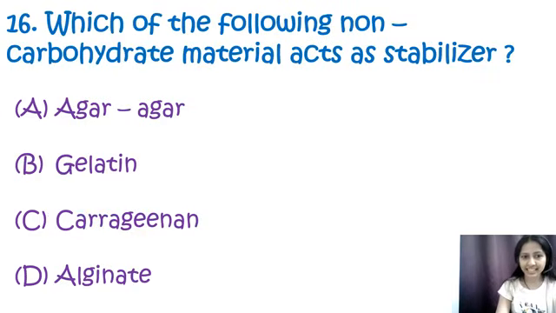So question number 16. Which of the following non-carbohydrate material acts as a stabilizer? Options are agar-agar, gelatin, carrageenan, and alginate. So over here my correct option is B, that is gelatin.